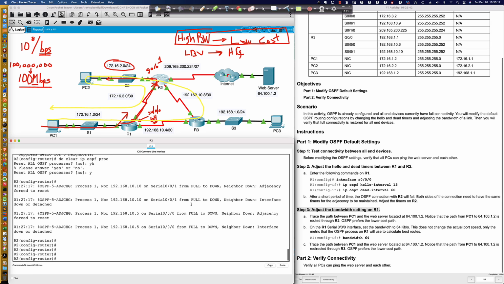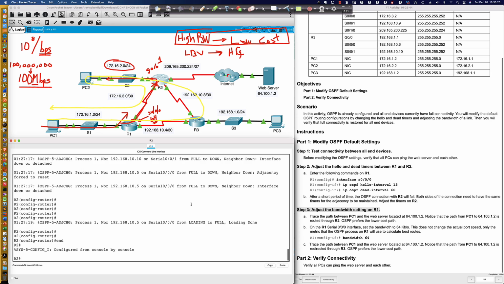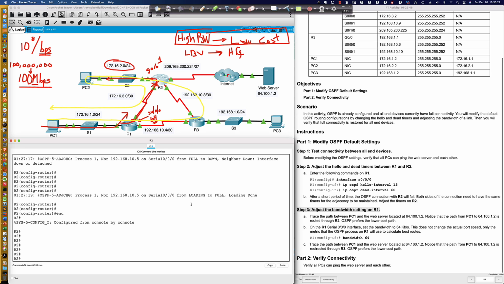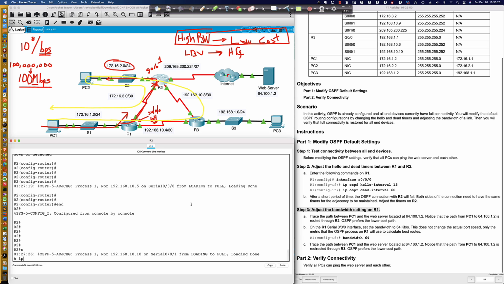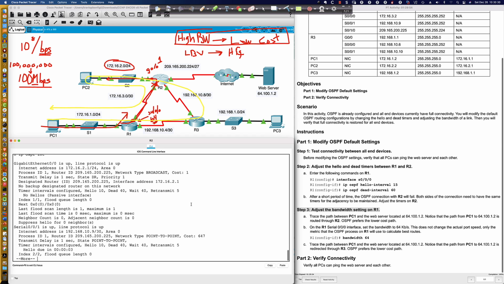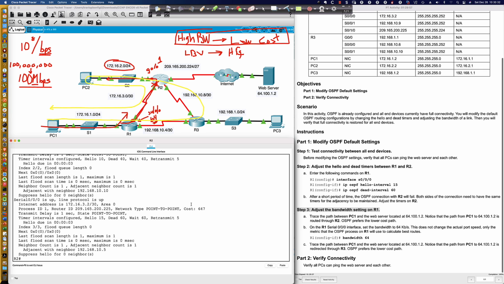There we go. It's going to take OSPF down on all the interfaces. It's going to bring it back up. And again, this may be a limitation here of Packet Tracer. We're going to find out shortly. So show IP OSPF interface. And did it change? It did not change. So it seems like we're tapped out here at 647.